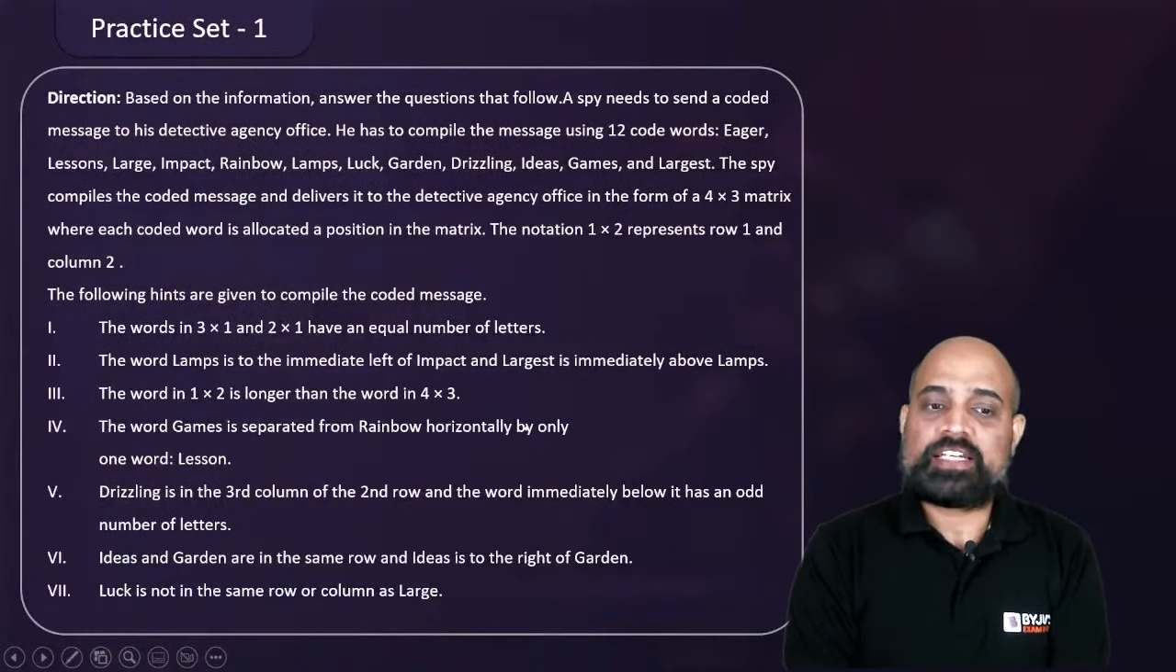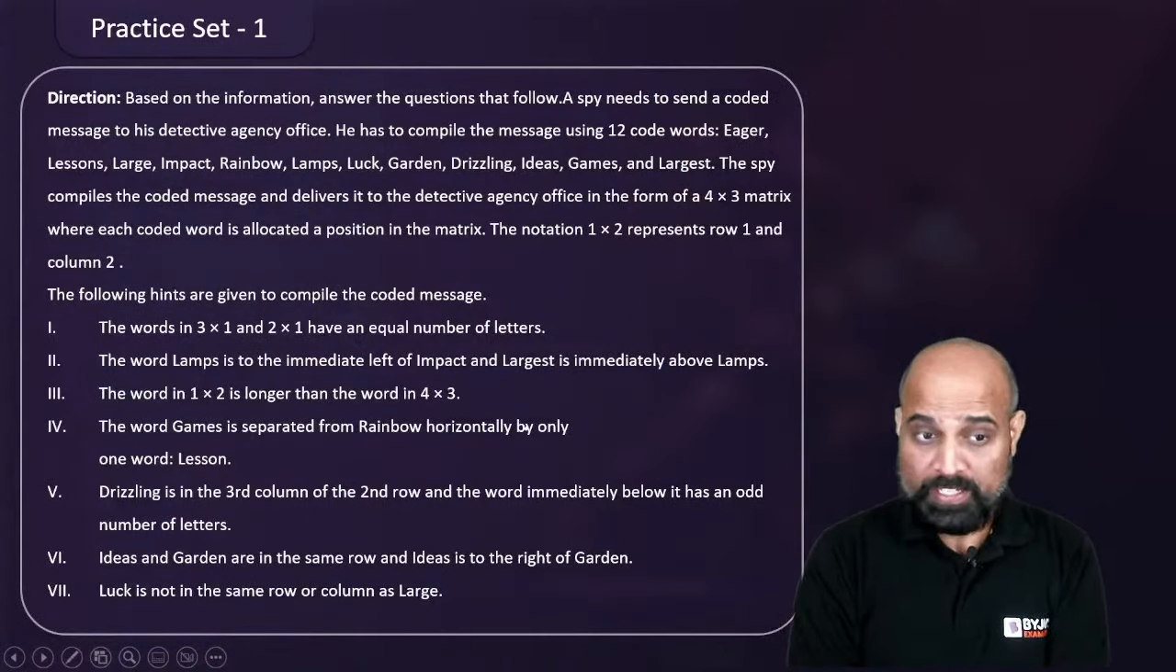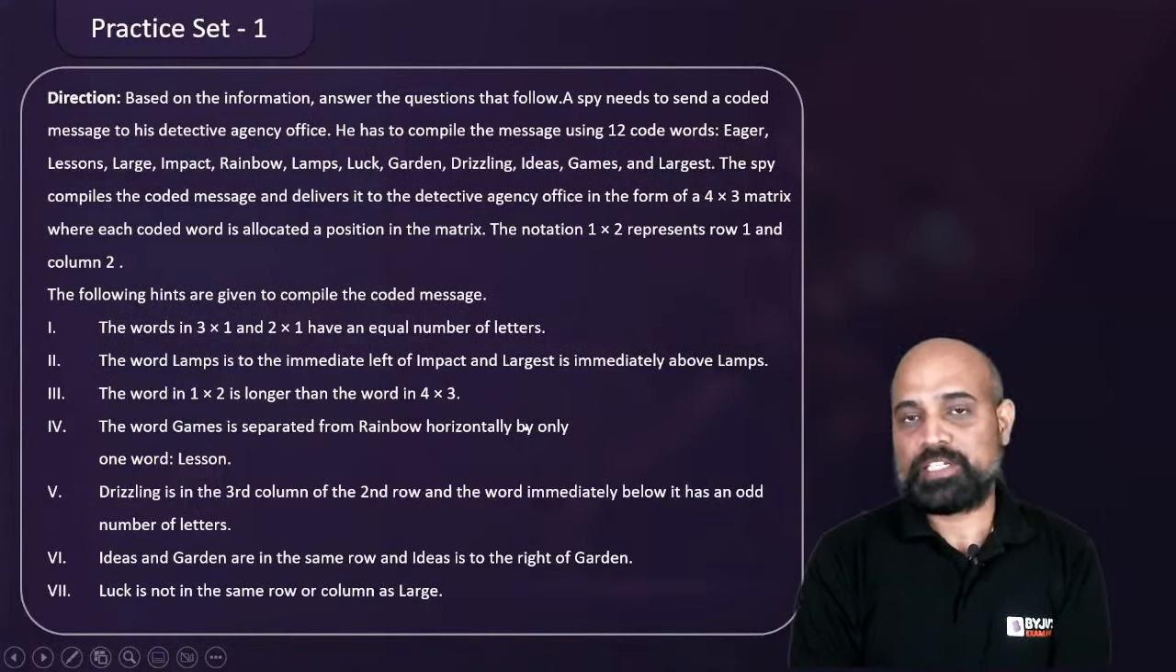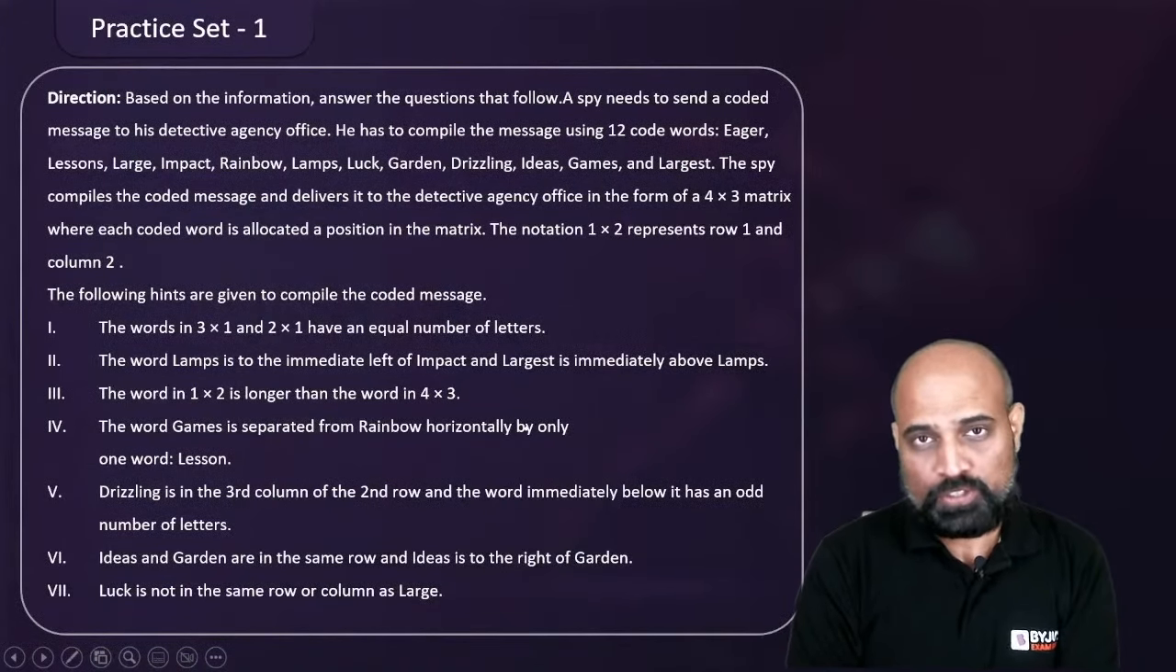The following hints are given to compile the coded message. The words in third row, first column, and second row, first column have an equal number of letters. The word lamps is to the immediate left of impact, and large is immediately above lamps. The word in 1x2 is longer than the word, and so on and so forth.